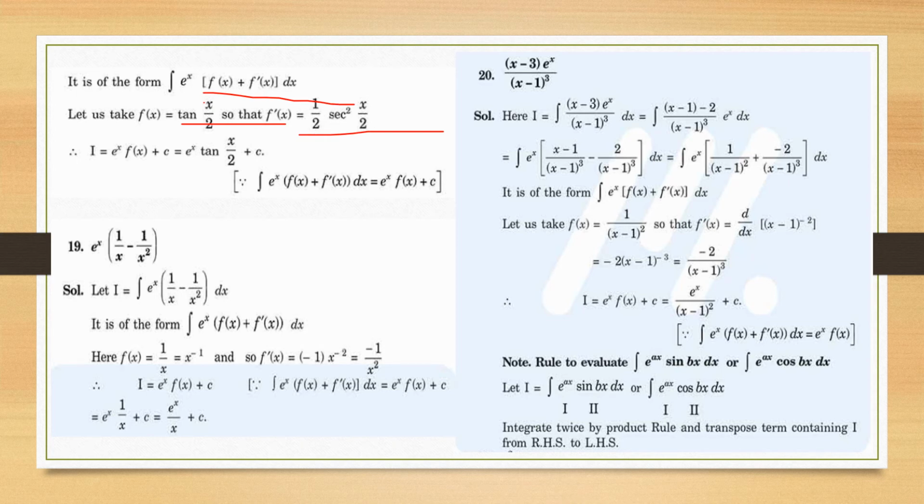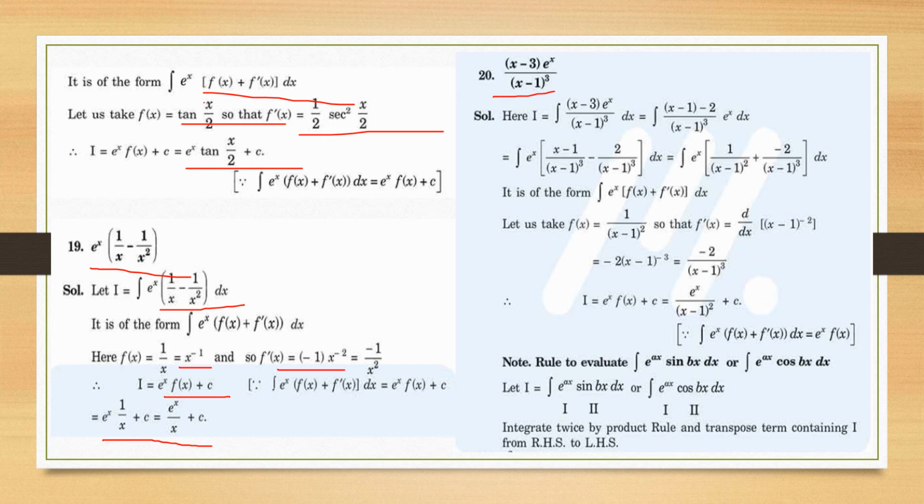So, the answer is e raised to power x tan x by 2 plus c. Now, this question is again of that form. Here f(x) is clearly 1 by x and its derivative is minus 1 upon x square. So, the answer is e raised to power x f(x), that is e raised to power x by x plus c.